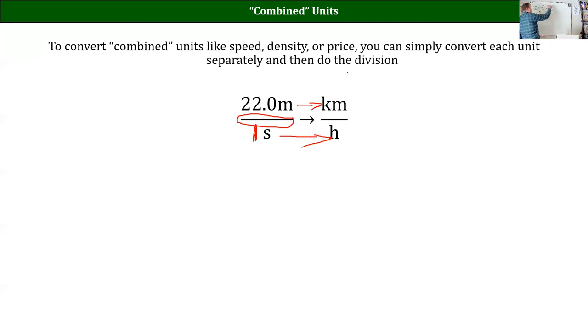This just allows us to say, okay, well, 60 seconds goes on top instead of on bottom. And then that allows us to cancel out seconds. We want to cancel out minutes, and be left in hours. And then at the same time, we can be doing conversions to cancel out meters and get kilometers, right? We can say every 10 to the 3 meters is 1 kilometer.